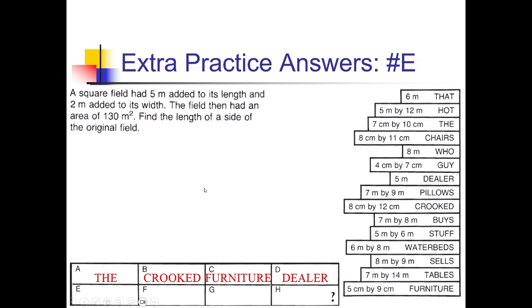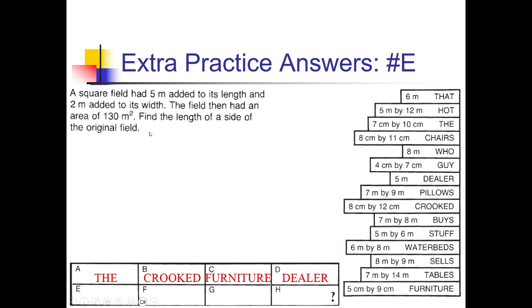This next one is a little bit trickier as far as square problems go. So we have a square field that has 5 meters added to its length and 2 meters added to its width. So that changes things because this is no longer a square at that point if we do this unevenly. Then the field had an area of 130 meters squared. We want the length of a side of the original field.